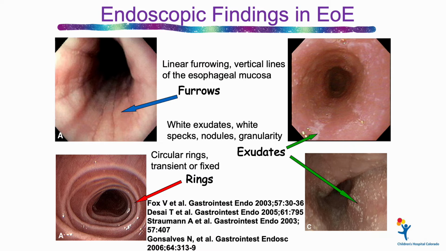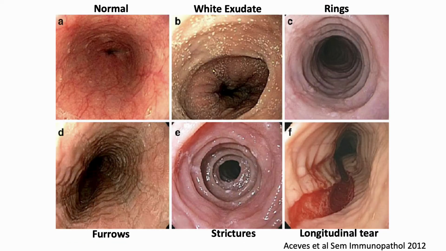When you look at the esophagus using an endoscope, this is what you see in patients with eosinophilic esophagitis. You can see furrows, which are those lines headed down the esophagus seen in panel A. You can also see the exudates in the panels on the right, and you can see the rings, the circular rings in panel A on the bottom on the left. In panel A here, you see a normal esophagus. You can appreciate the vascularity. There isn't any edema, so you can see it well.